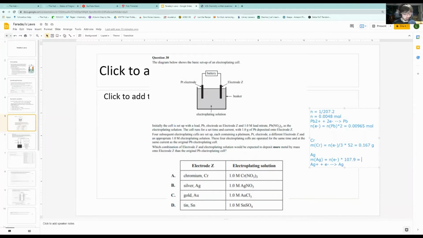107.9, which is going to be 1.042 grams. So that's looking like it's the correct one there.